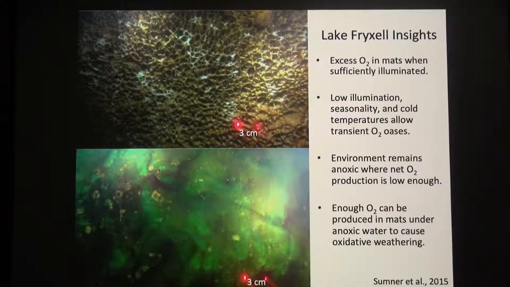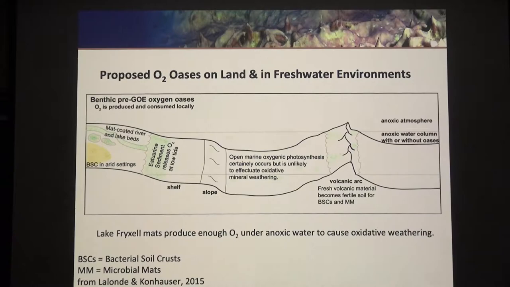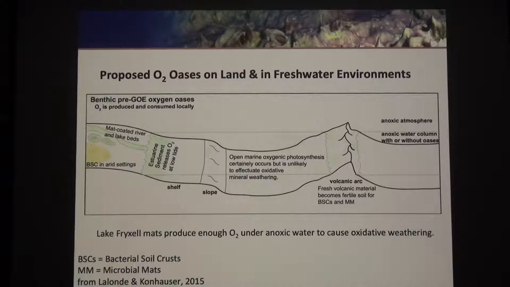And the interesting thing is that this 50 micromoles per liter of oxygen is about the concentration where you can weather pyrite pretty easily. And so there's enough to actually cause oxidative weathering in this small environment. We were working on that paper at the same time Lalonde and Kahnhauser were working on theirs. And so the Fryxell environment is an example of a place where in a lake you can produce enough oxygen for oxidative weathering. The environment's very different. It was not 2 degrees Celsius in the Archean. It was probably warmer. The organisms were different.